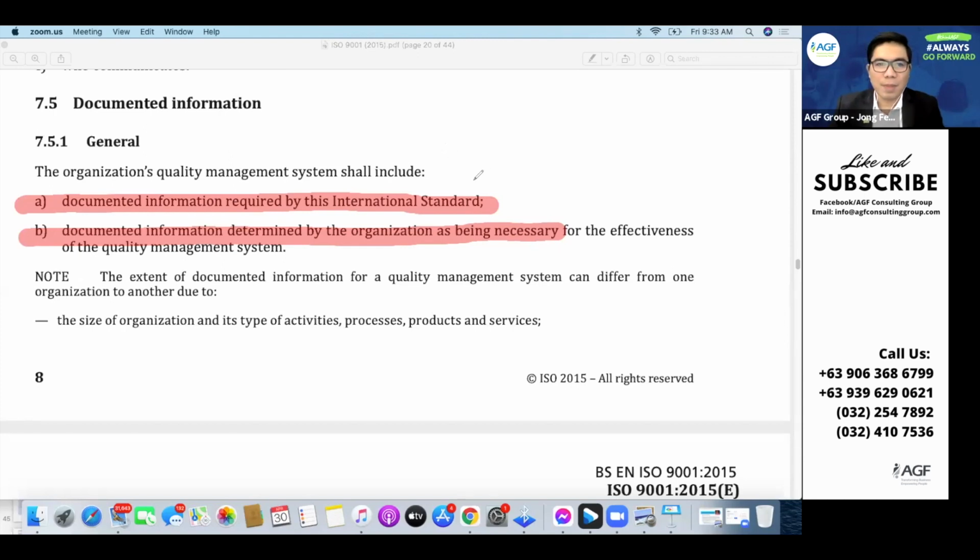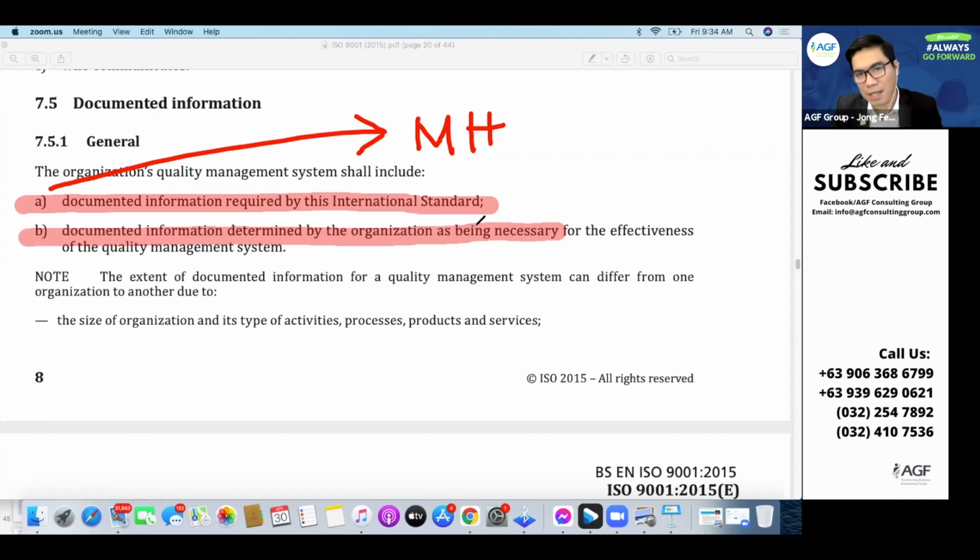In other words, my type A, I'm calling this type A just for distinction, is a must-have document. I'll just write MH here, must-have. And the type B document, which is being necessary, so it's up to the organization, I would call this my nice-to-have, NTH. Are you getting this? So these are the two categorizations of documents that we need to understand first and foremost before we even go to how do we control the documents?